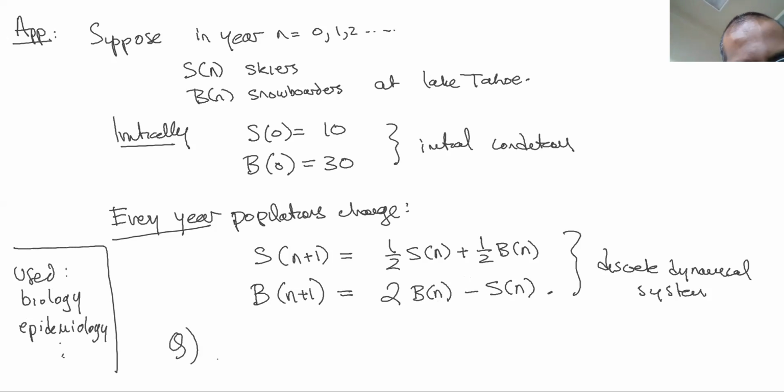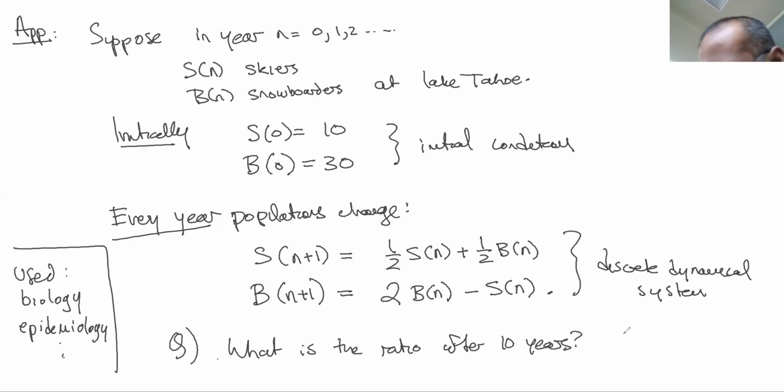Now the question you can ask is, what happens after 10 years? So in particular, what's the ratio of snowboarders to skiers? Initially there are actually more boarders than skiers. And with time, half of the skiers are becoming boarders, so the number of boarders is increasing, but it's also decreasing here because of this minus SN term. So what's going to happen in 10 years?